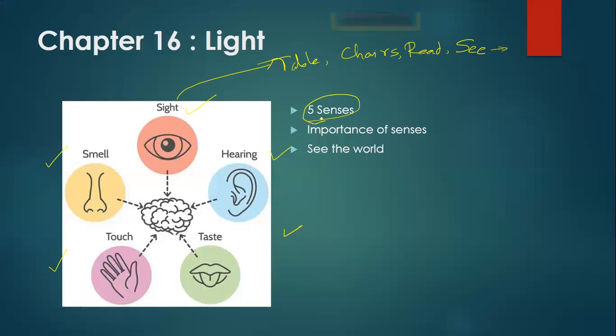So, to see the world, to feel the world around us, we need senses. That is the importance of senses. And from the senses, we are focusing here on sight. In this chapter, we are focusing on sight. By means of sight, by means of our eyes, we can see the world around us. Right?